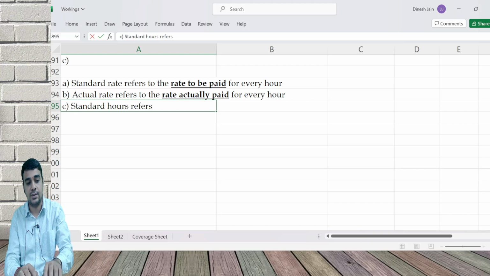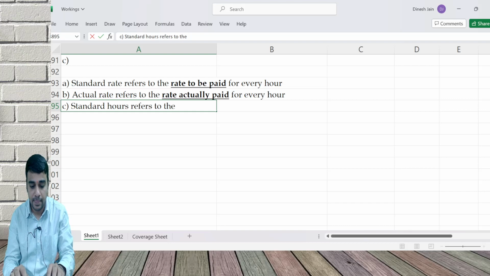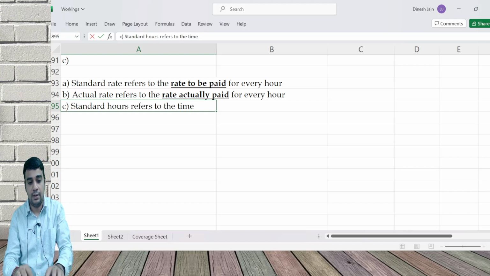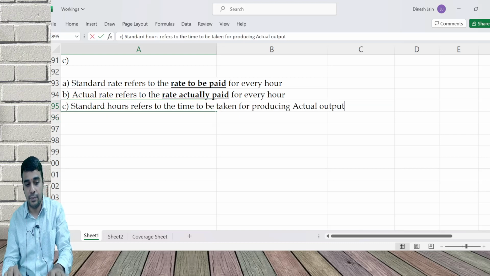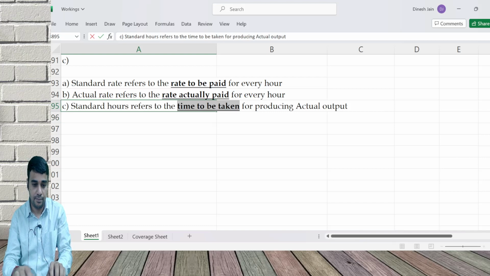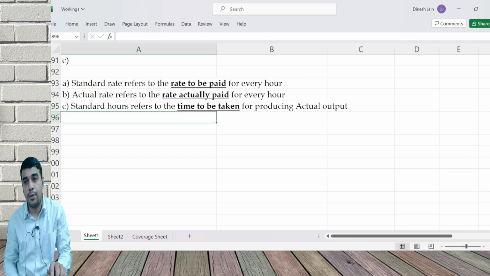Standard hours refers to the time to be taken for producing actual output. Time to be taken for producing actual output.